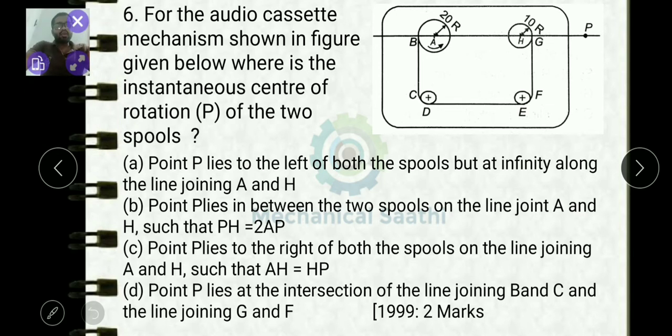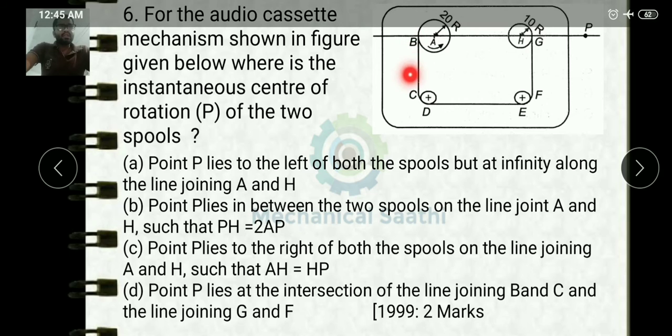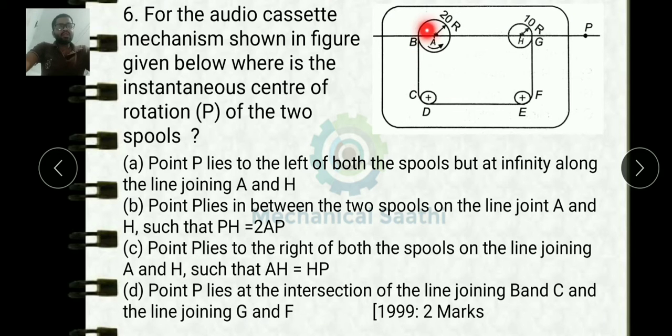In question number 6, for the audio cassette mechanism shown in the figure given below, where is the instantaneous center of rotation of the two spools? Where is P, the instantaneous center of rotation, placed? That we need to find out. This is a plain audio cassette, and under this there are two spools, and this will be rotating like this.